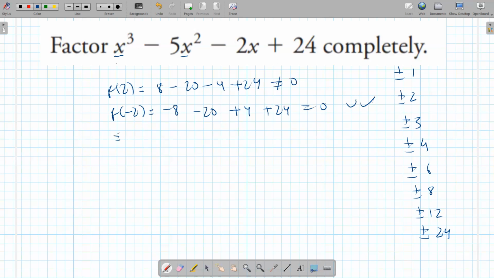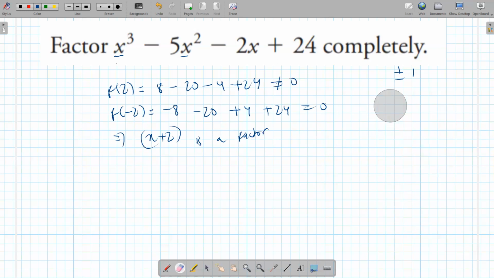X plus 2. Good. X plus 2 is a factor, right? Yeah, it is a factor. Do you still keep going through all of them? No, you don't. You just need to find one. Okay. Just find one and you're good to go. If your teacher's mean, you're going to have to keep going until you get the first zero. But that's rare. That doesn't really happen.